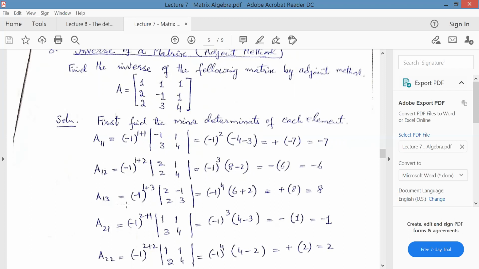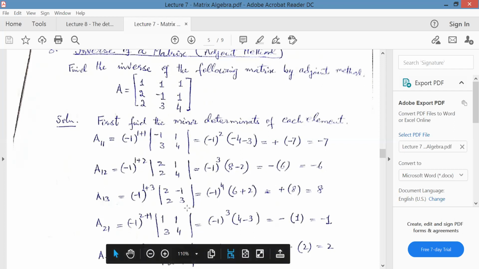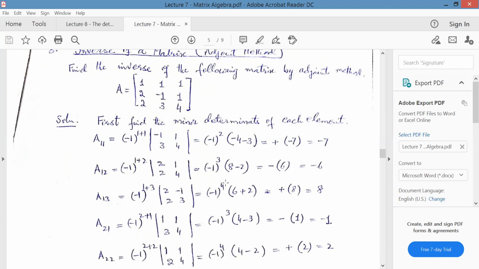A13. So -1 power 1 plus 3. Then first row and the third column delete. The remaining elements are 2, -1 and 2, 3. -1 पावर 4. जब पावर इवन होती है माइनस की तो ये प्लस हो जाता है. जब पावर ऑड होती है it remains minus. So this will become plus in this case. 6 plus 2 is 8. Answer is 8.